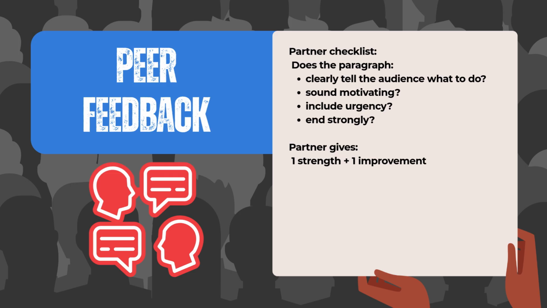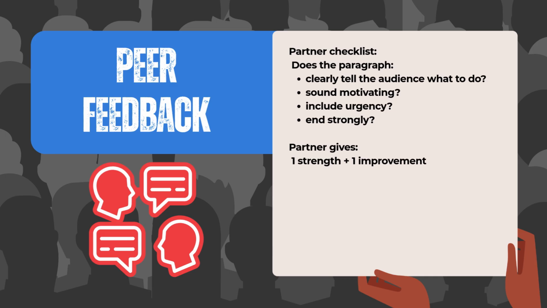Our last step is that peer feedback. You're looking at: does the paragraph clearly tell the audience what to do? Does it sound motivating? Does it include urgency? And does it end strongly? Make sure that if you are helping someone out, you give them one strength and one improvement, as all of the previous have there. Remember, I said if your paragraph sounds polite, you're not doing it right.